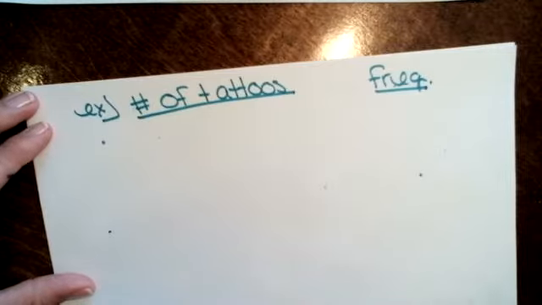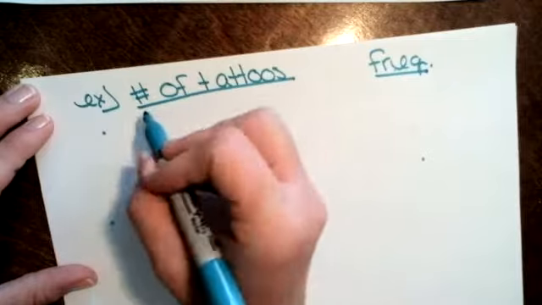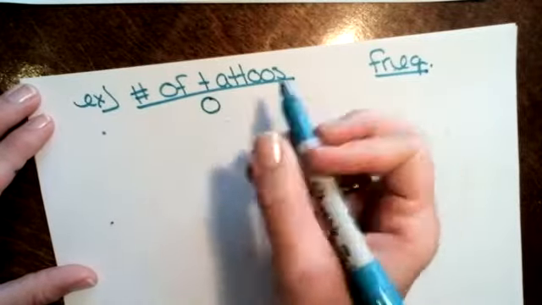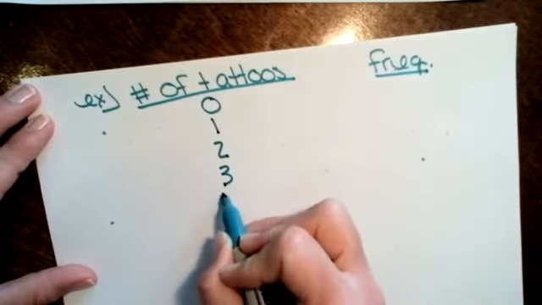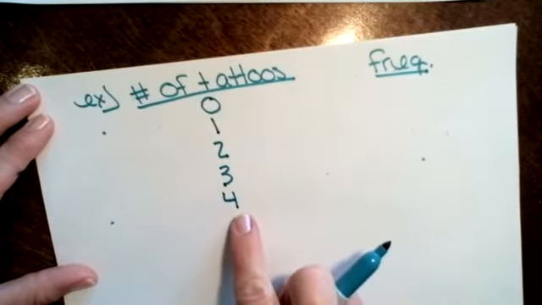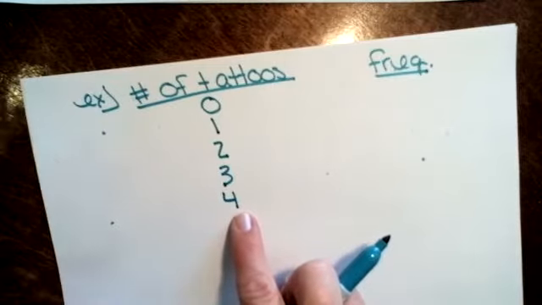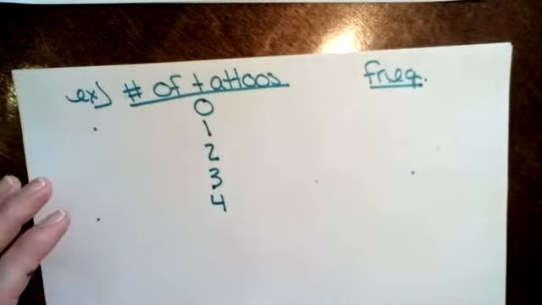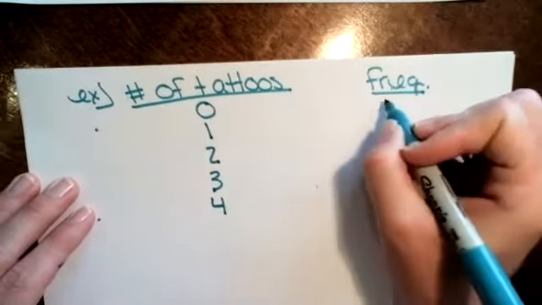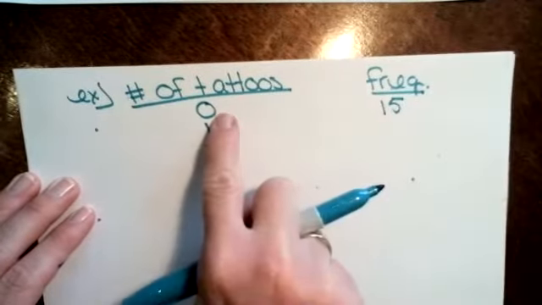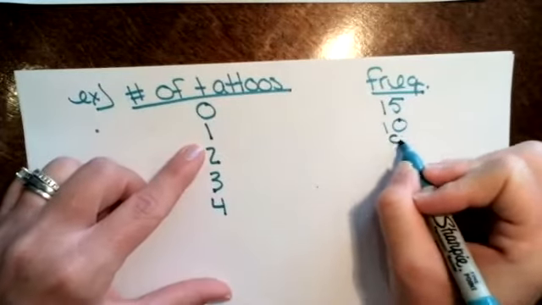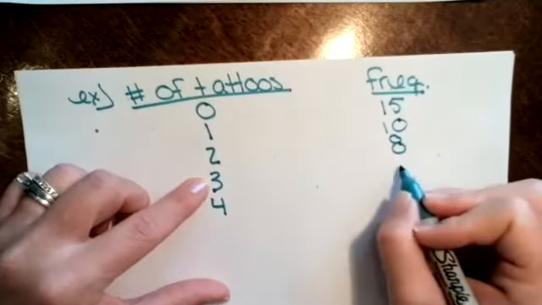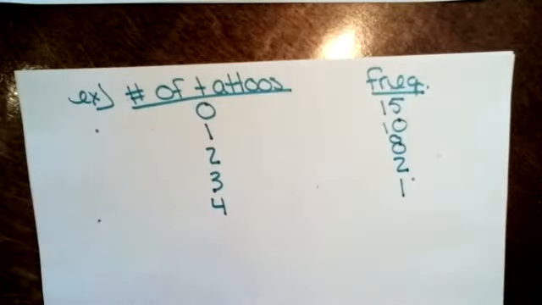It's just very simple. I'm not going to go overboard and make it fancy. I don't need to do that. So number of tattoos, someone could have 0 tattoos, 1, 2, 3, and 4. 4 was the max that I had for the answers in this class. Not our class, but in the class from last semester. So I had 15 people say that they had 0 tattoos, 10 people said 1, 8 people said they had 2, 2 people said they had 3, and 1 person said they have 4 tattoos.